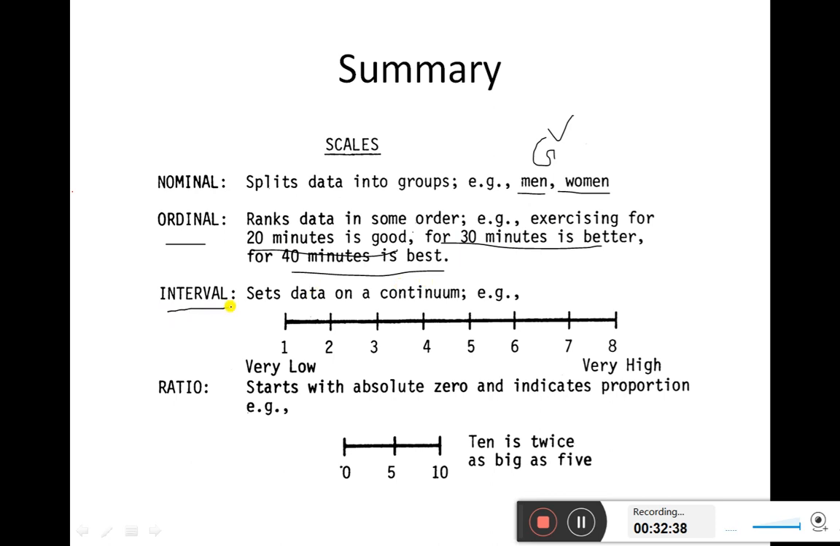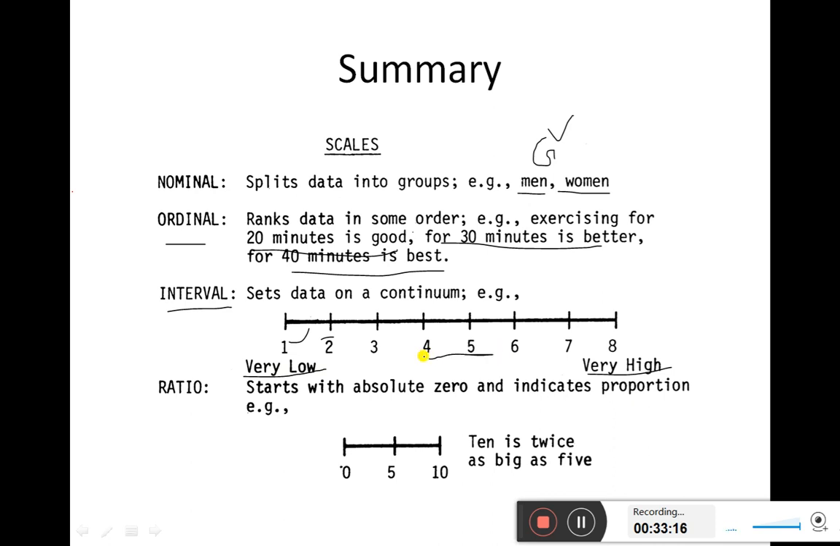Then we have interval; as I told you, interval uses a quantum of data. Look at a scale of 1 2 3 up to 8: 1 states very low and 7 and 8 state very high. For example, our employees are happy with our working conditions, from very low to very high. Or organizational commitment toward the organization and toward employees, from very low to very high.